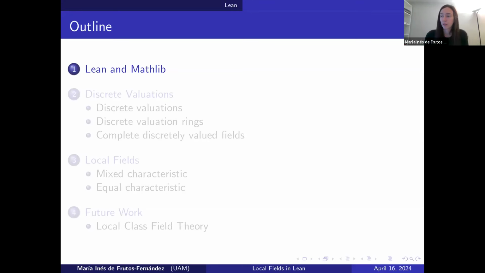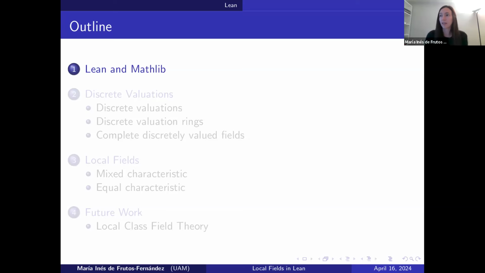In the first part of the talk, I want to talk a little bit about Lean and the mathematical library Mathlib. I'm not going to spend a lot of time on this because probably many of you already saw Alex Best's talk last week, where he provided a very nice introduction to Lean. But I still want to say a few words in case this is the first time that you are seeing Lean.